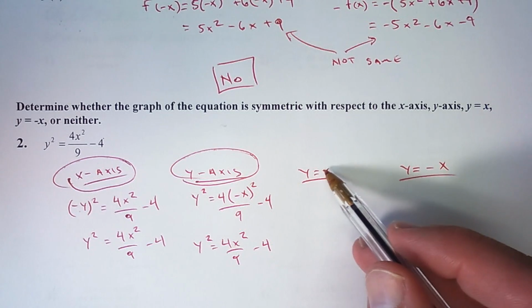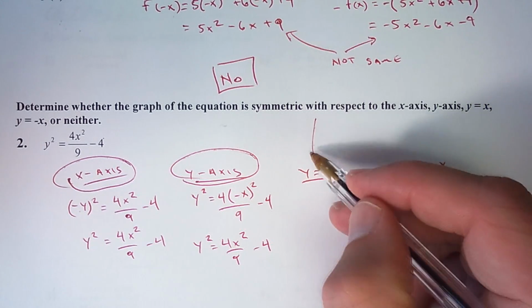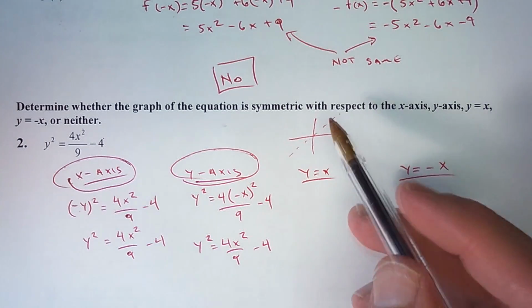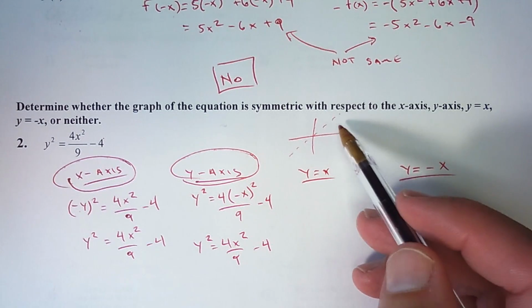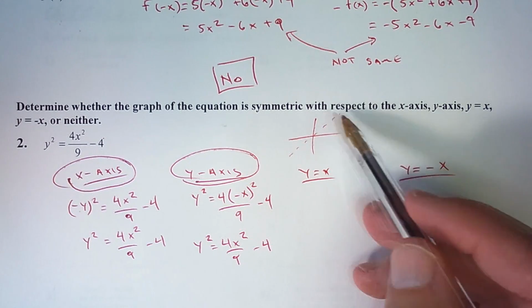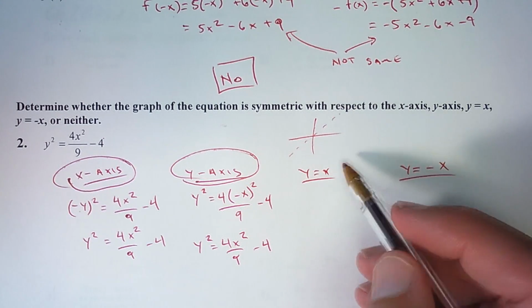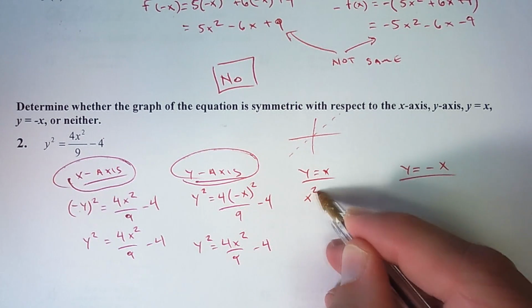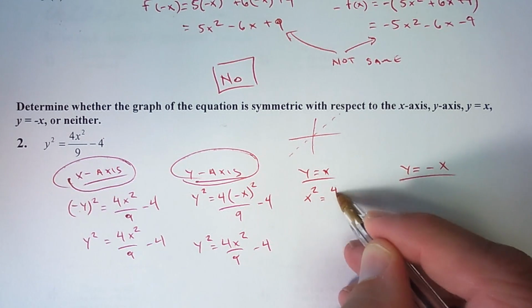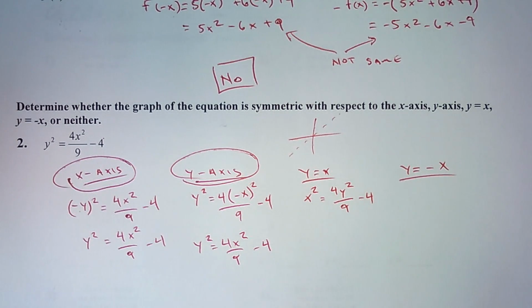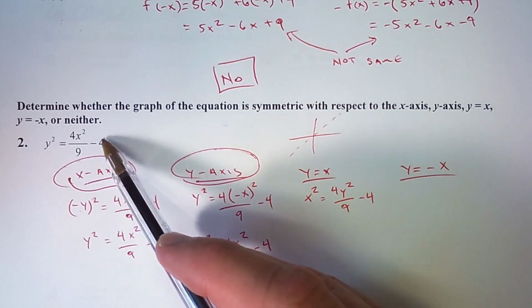Symmetry about y equals x. Okay, so that's symmetry over this line right here. And when there's symmetry about y equals x, then for every x and y, you can switch them and that point will show up. So I can switch the x and the y. So I have x squared equals 4y squared over 9 minus 4. So the question is, can I algebraically make that match the original?